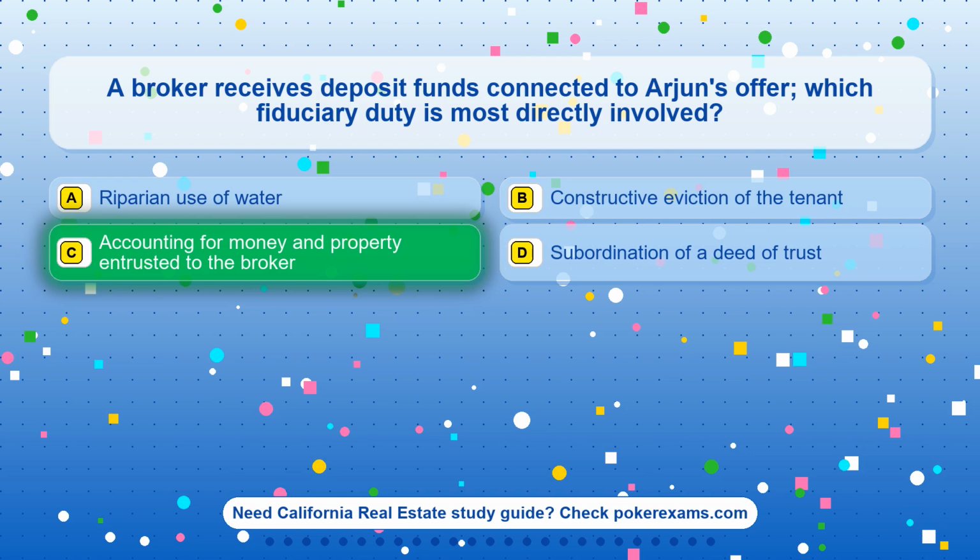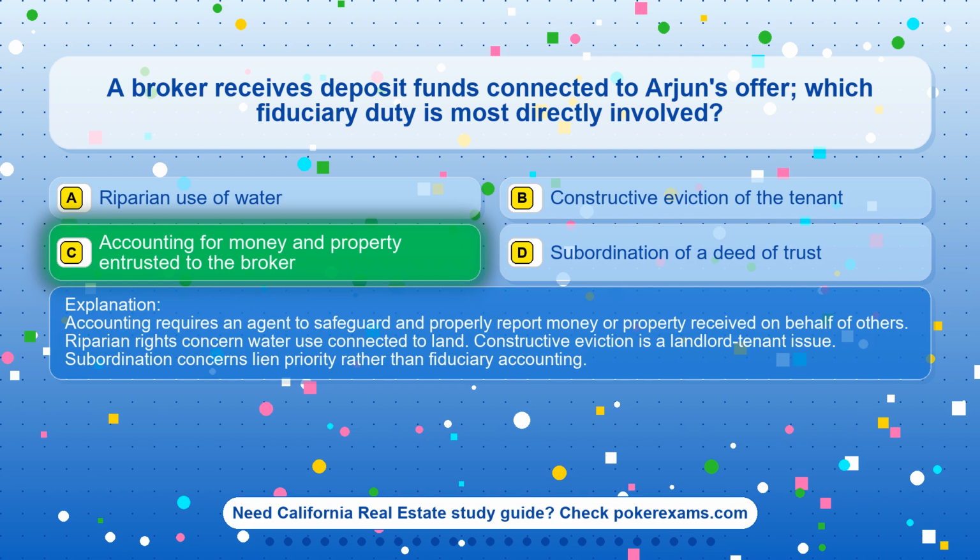The correct answer is option C. Accounting for money and property entrusted to the broker. Accounting requires an agent to safeguard and properly report money or property received on behalf of others. Riparian rights concern water use connected to land. Constructive eviction is a landlord-tenant issue. Subordination concerns lien priority rather than fiduciary accounting.